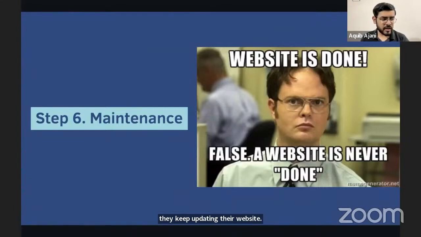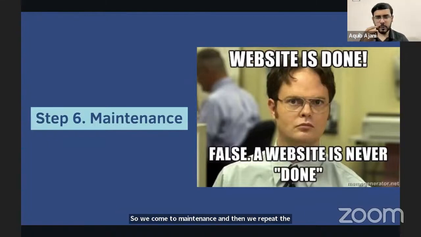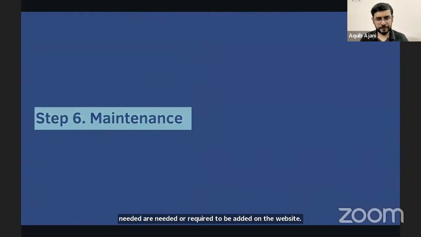In maintenance, after we decide that this new feature needs to be added, we go all the way back to step one and we redo the entire process for that new feature. So we come to maintenance and then we repeat the cycle every time a new set of features is needed or required to be added on the website. So this is the entire development process that we have seen.